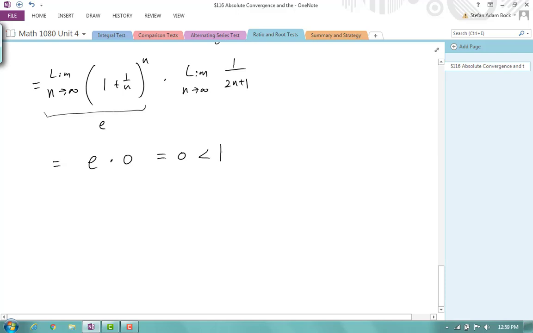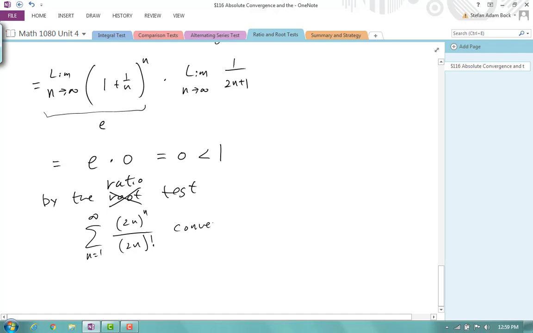Which means that this series, I didn't use the root test, I used the ratio test. Spoiling things, the sum from n equals 1 to infinity of 2n to the n over 2n factorial converges.